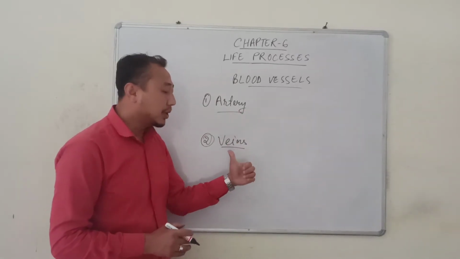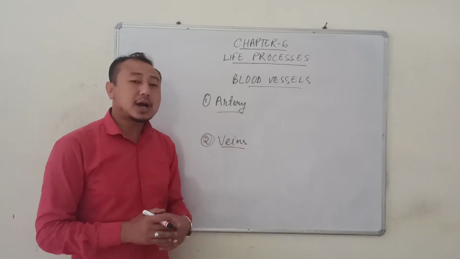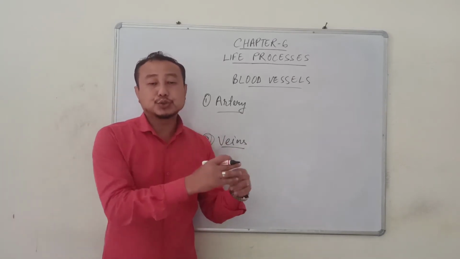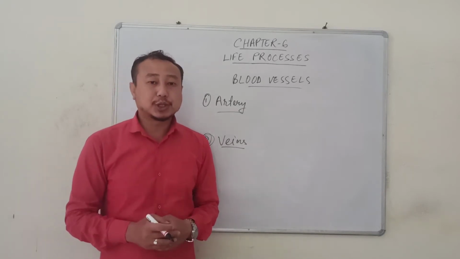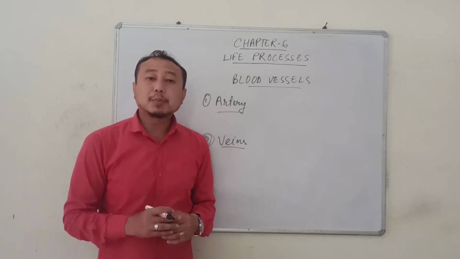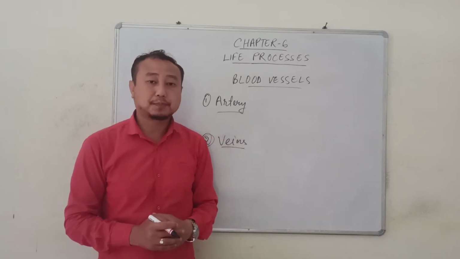Now let's come to the blood vessels which are known as the veins. The veins are the type of blood vessels which bring the blood from different parts of the body to the heart. Generally, the veins carry deoxygenated blood, except pulmonary veins. The pulmonary veins bring the oxygenated blood from the lungs to the heart.